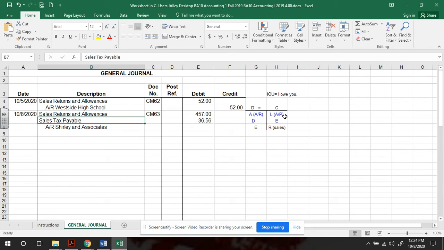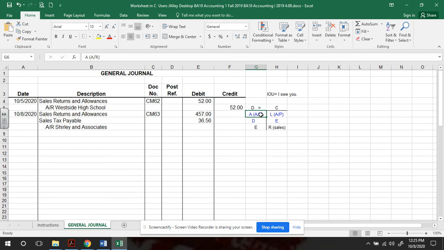Payables go right here, accounts payables. So when they increase, they go up on the credit side. Again, we are reversing this transaction because they brought the merchandise back. So we have to take it out of credit. We have to take it out. We have to put it into debit this time. That's why it's there.